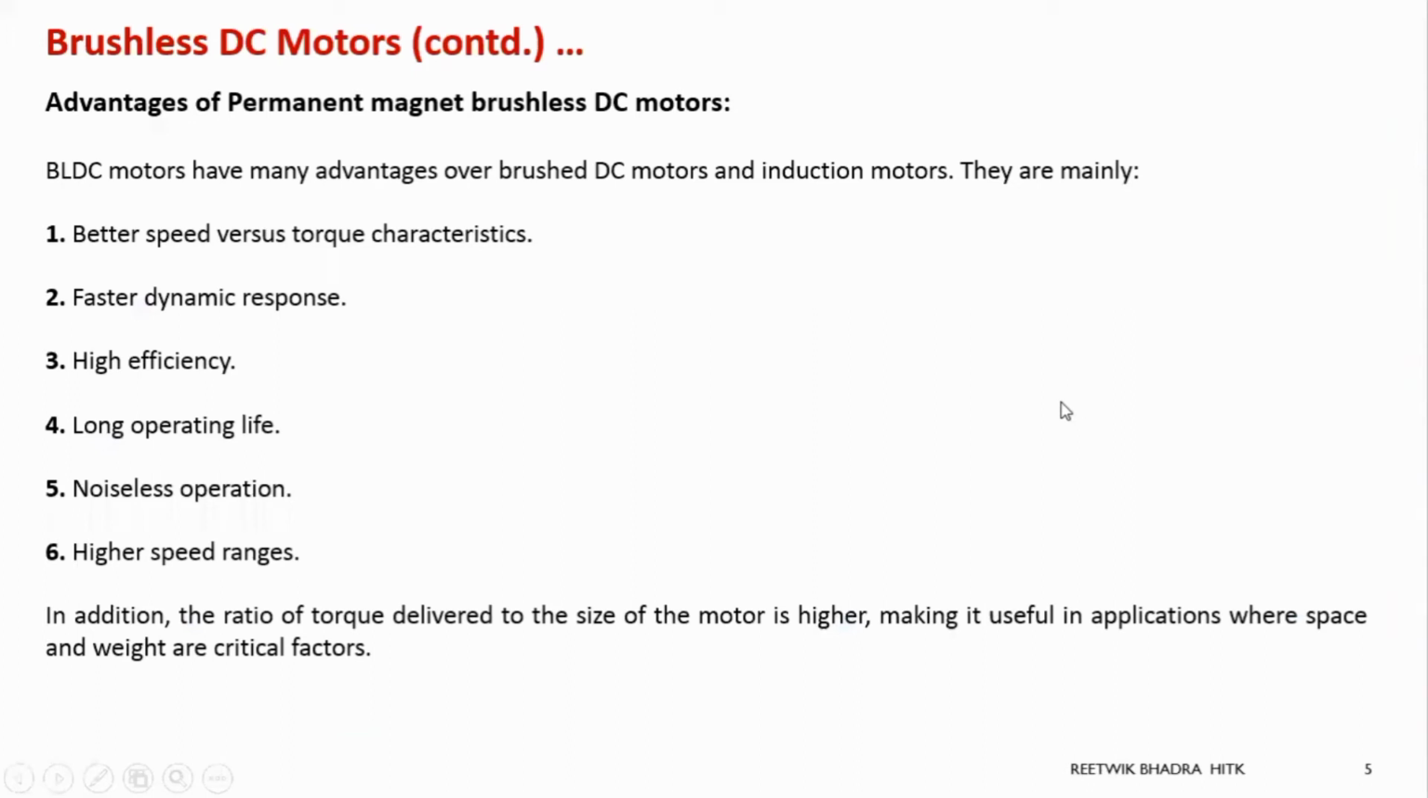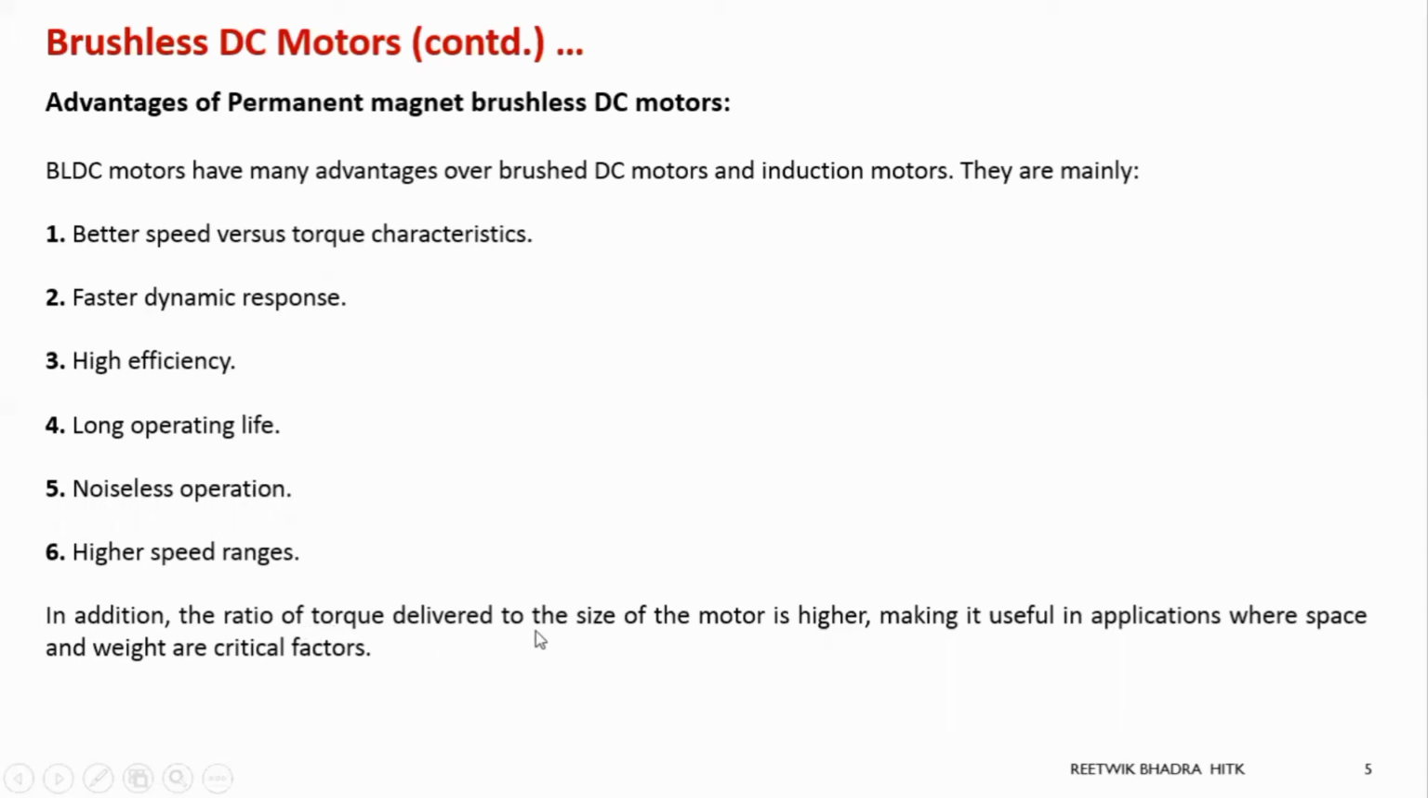So what are the advantages? Basically, some of the advantages I have jotted down. These are highly reliable, faster dynamic response, better speed torque characteristic, longer operating life, noiseless operation, and all these things. And all these things are mainly because of the absence of brushes. It has high efficiency, longer operating life, and noiseless operation. It has a higher speed range.